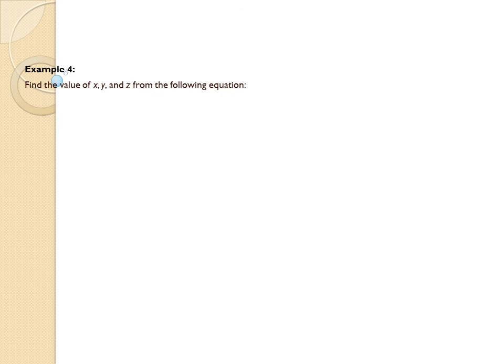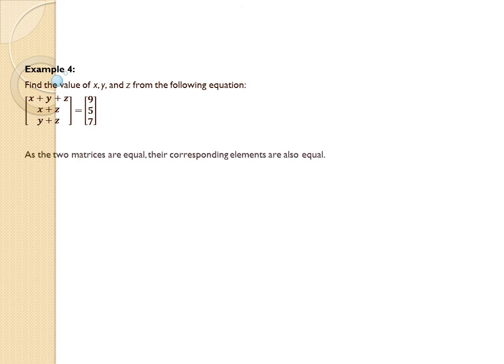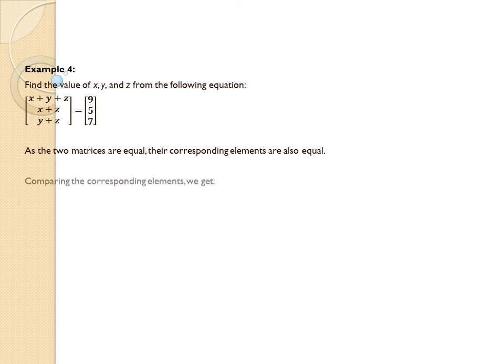Find the value of x, y and z from the following equation. They have given one equation: the matrix of x plus y plus z, x plus z, y plus z equals 9, 5 and 7. As the two matrices are equal, their corresponding elements are also equal. That property I have already discussed in the matrix properties theory classes. So I can clearly write three equations from here.